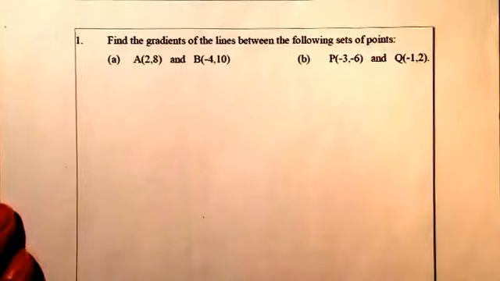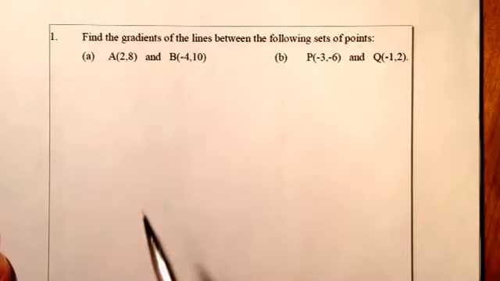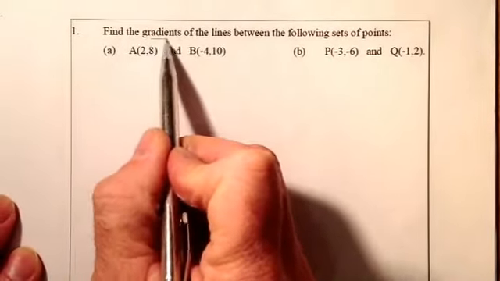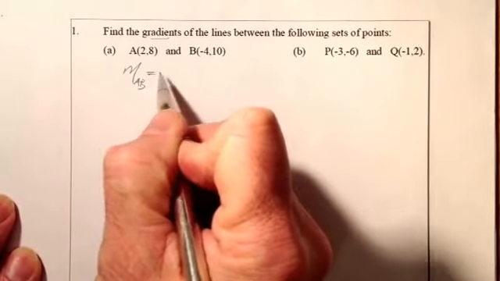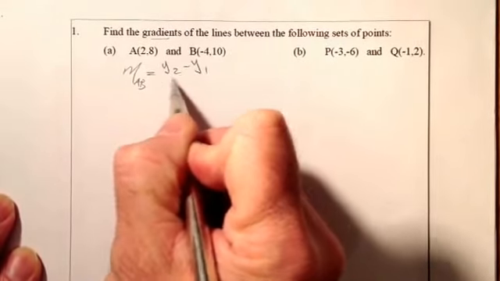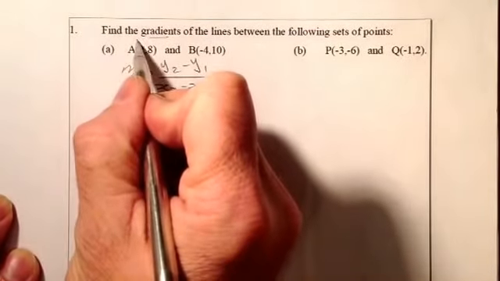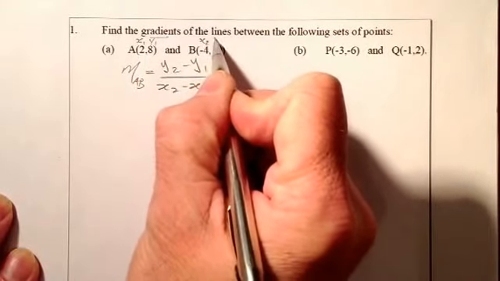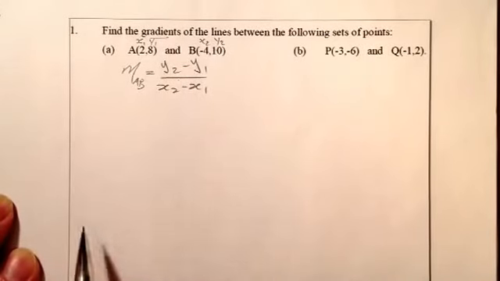First question. What we have to do is find the gradients of the lines between the following sets of points. So I've got point A and point B. If I'm trying to work out the gradient, I know the gradient formula. The gradient of AB is going to be equal to y2 minus y1 all over x2 minus x1. Now I'm going to label these points up. So there's my x1, y1 and there's my x2, y2. I'm just going to substitute these points into the formula.